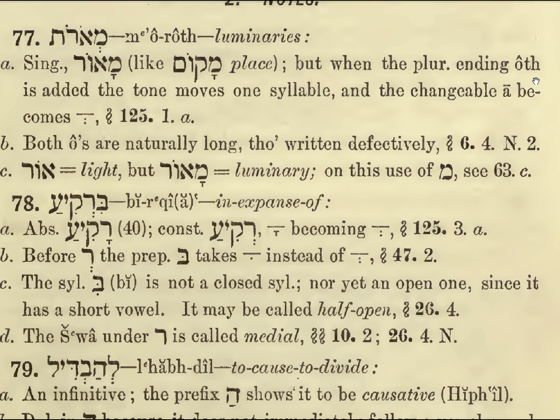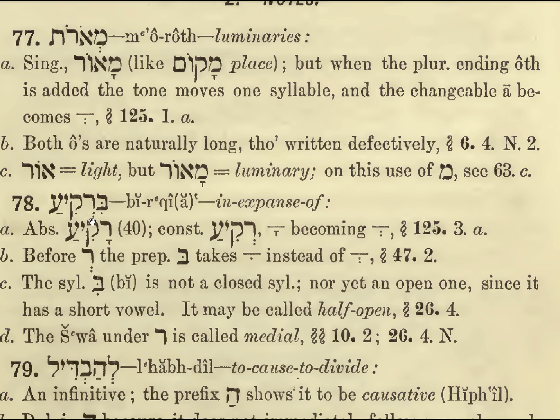But when the plural ending ut is added, the tone moves one syllable, and the changeable vowel becomes a shva, as we can see here. This here has become the shva here. So ma'or becomes meorot. Both ors here are naturally long, but defective. The vavs underneath are absent. Or, light. Ma'or, a luminary, an object that is a source of light, a thing that gives light.